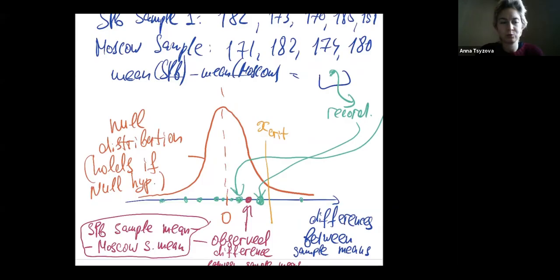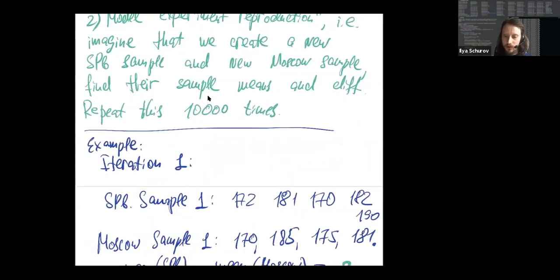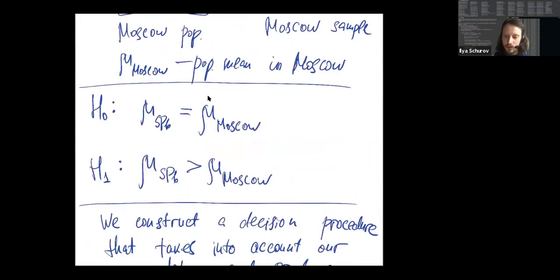Got it, thank you. Okay. So why do we not reject the null hypothesis if we get a negative difference? Yeah, this is because our alternative that we are interested in is stated like this. The question that we are interested in is the following: is it true that people in St. Petersburg are taller than people in Moscow? Under this alternative, we are not interested in answering the opposite question.